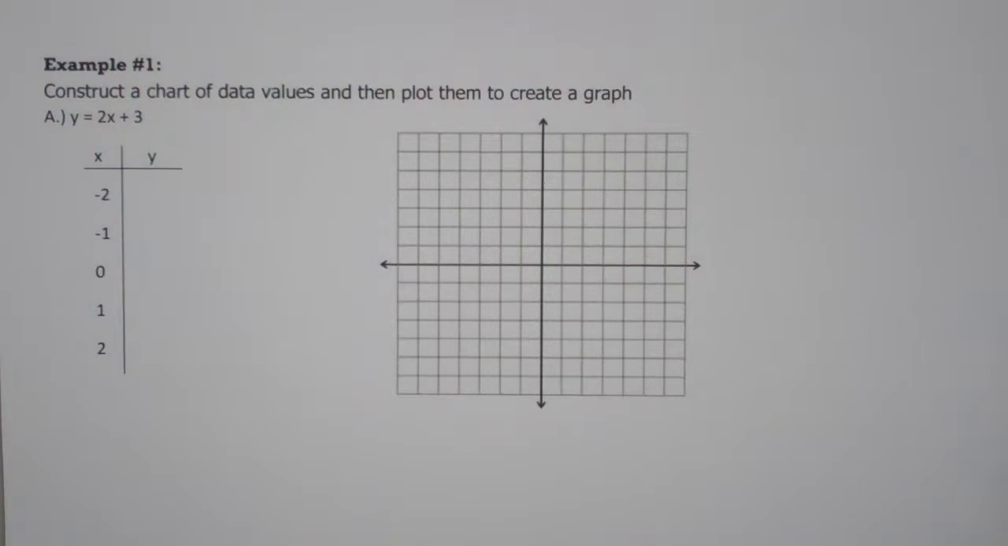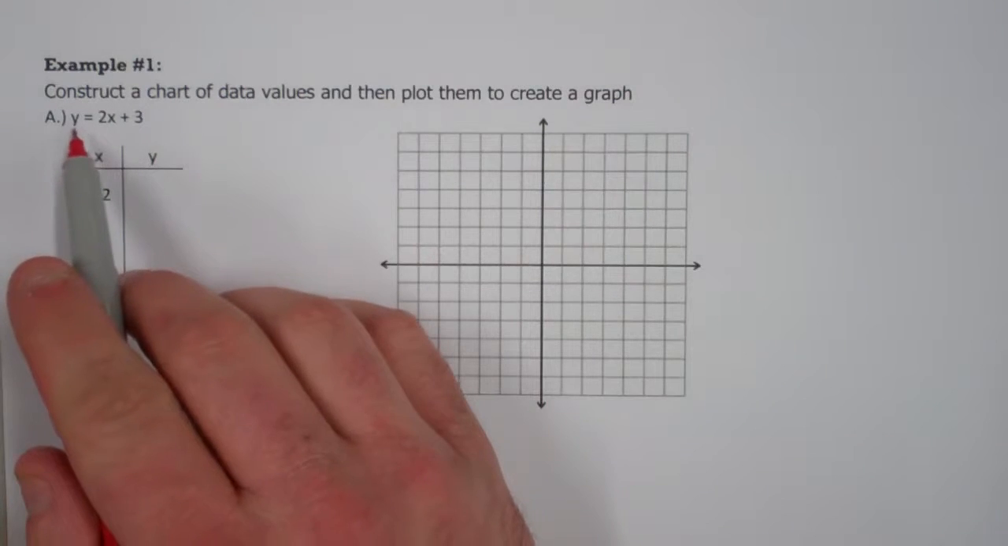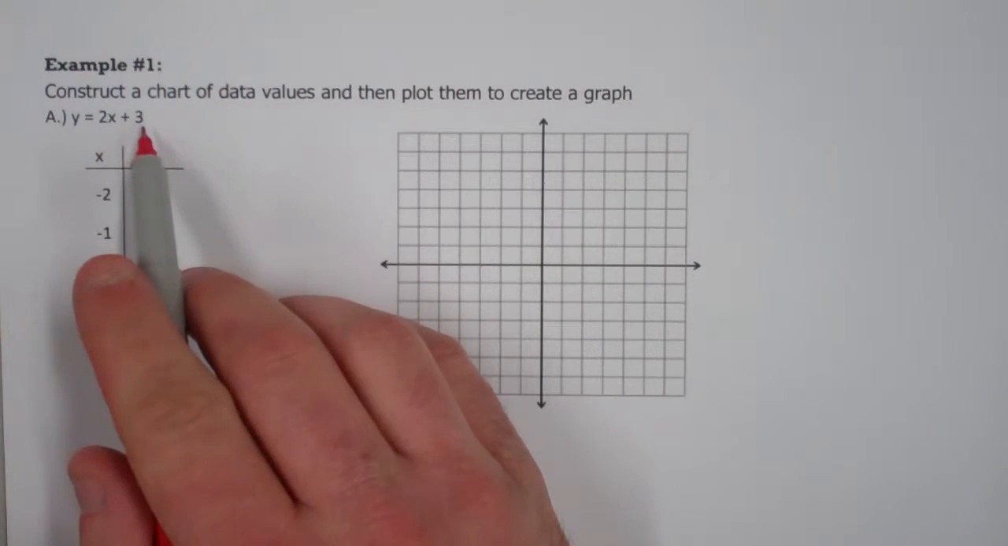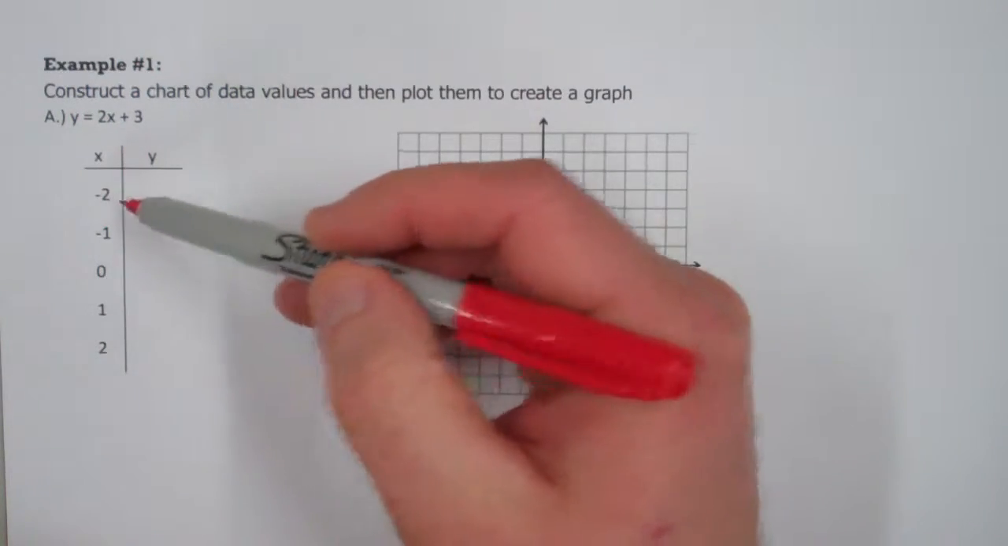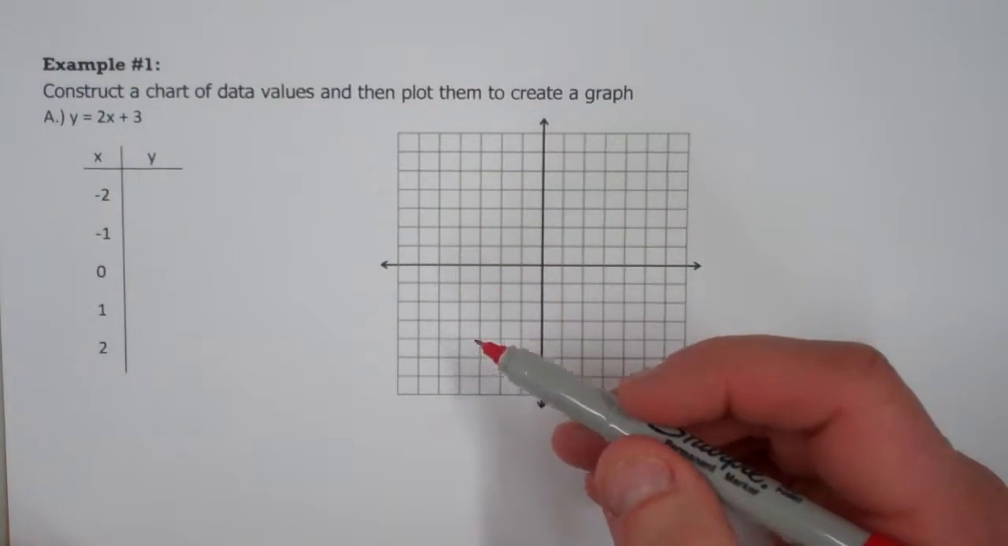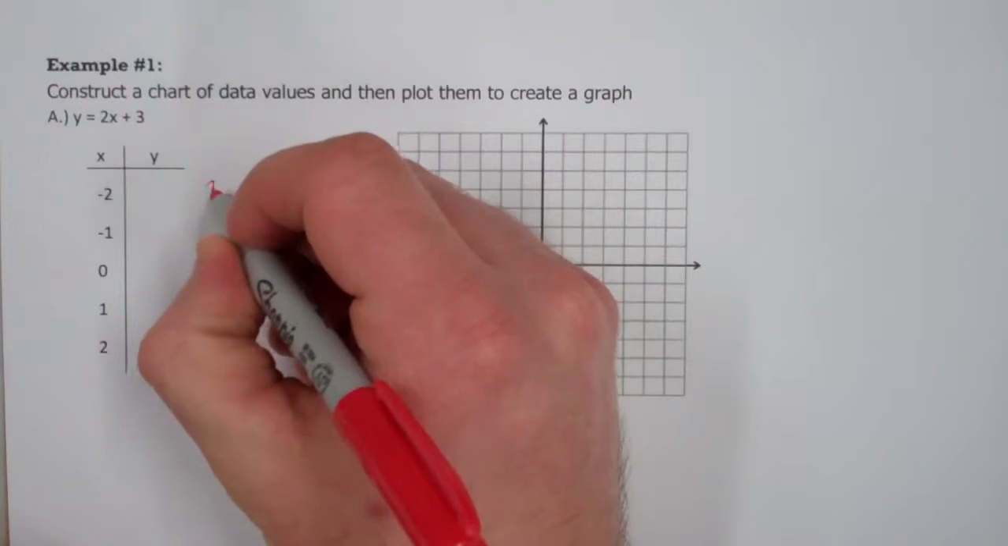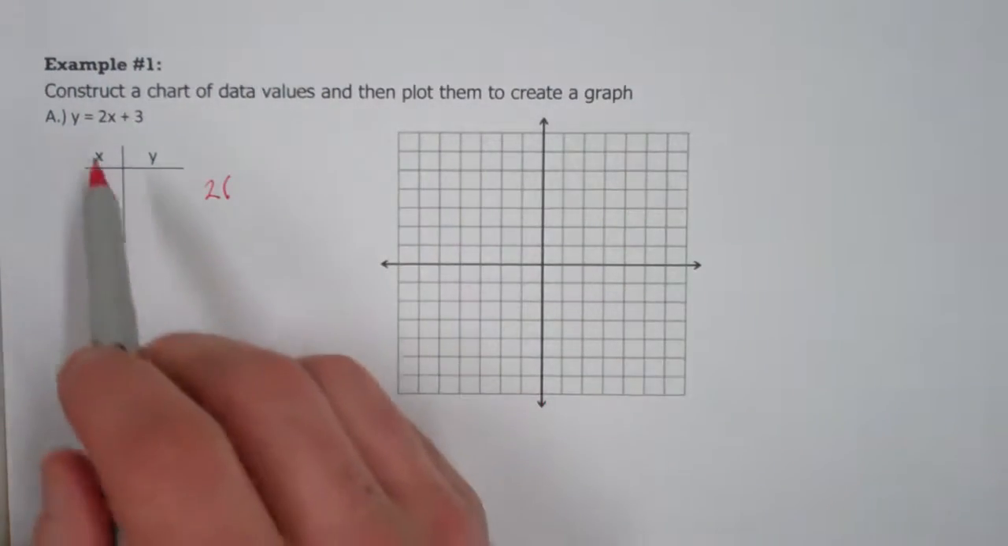In example 1, we're going to be constructing a chart of data values, and then we're going to plot those to create a graph. And if you look on the left-hand side, we're given our equation right here, y is equal to 2x plus 3, and then we're also actually given values of x. So to use these values of x to find the corresponding values of y, all we need to do is substitute them into the equation.